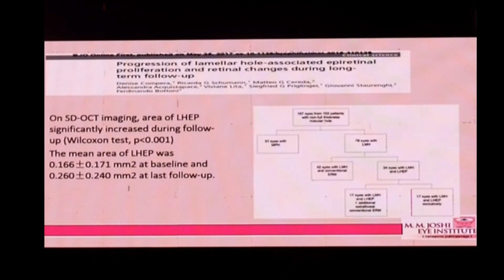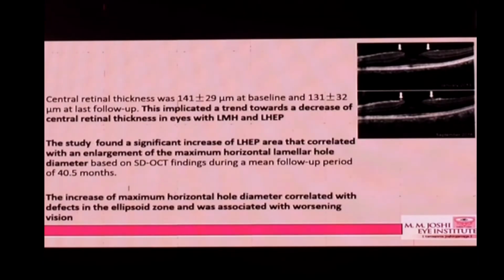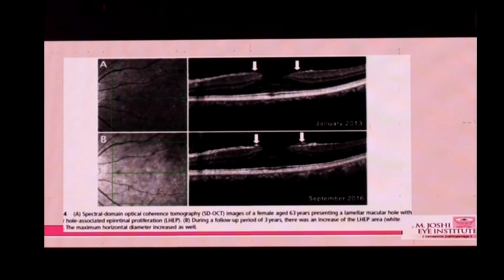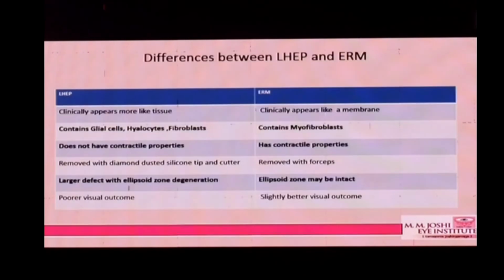So this is the last study which I am going to show. It has shown that the central retinal thickness was 141 at baseline, and when they did the follow-up, the central retinal thickness started coming down and down. They also found a significant increase in the area of LHEP, along with a significant increase in the ellipsoid zone disruption as well. So we need to especially watch these cases of LHEP. Progressively we need to monitor, because they might have a larger horizontal diameter hole defect along with ellipsoid zone disruption. So probably at this juncture you have to jump in and do the surgery. This is January 2013 and September 2016, where they have shown this.